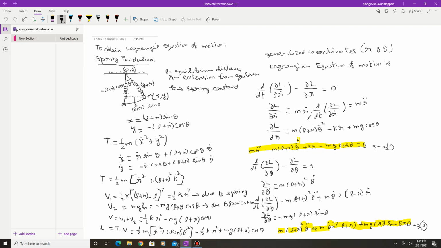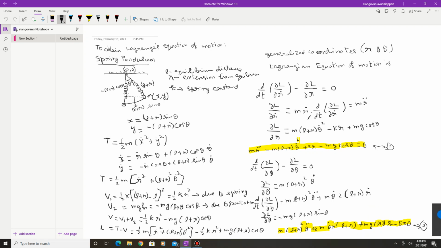Now, when the bob of mass m is raised to some height and you release it, then you can expect two types of oscillations. One is oscillation with respect to the origin, the swinging oscillation. Another is along the spring direction, which is a vibration. So there are two types of oscillations.